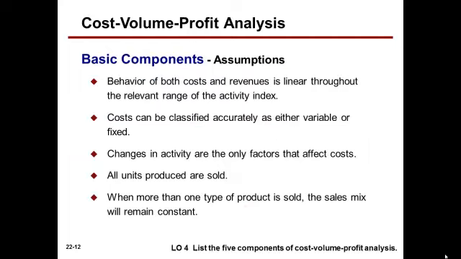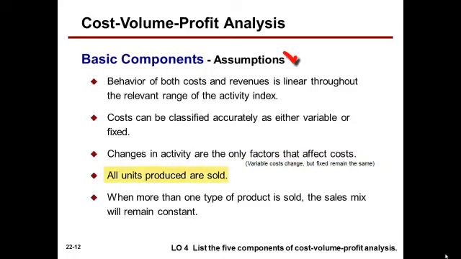There are key assumptions behind CVP analysis as listed here. 1, the behavior of both costs and revenues is linear throughout the relevant range of the activity index. That is, we can exactly predict all of our costs. 2, costs can be classified accurately as either variable or fixed. 3, changes in activity are the only factors that affect costs. That activity going forward is sales volume. This implies that variable costs will change as volume changes, but fixed costs remain the same.